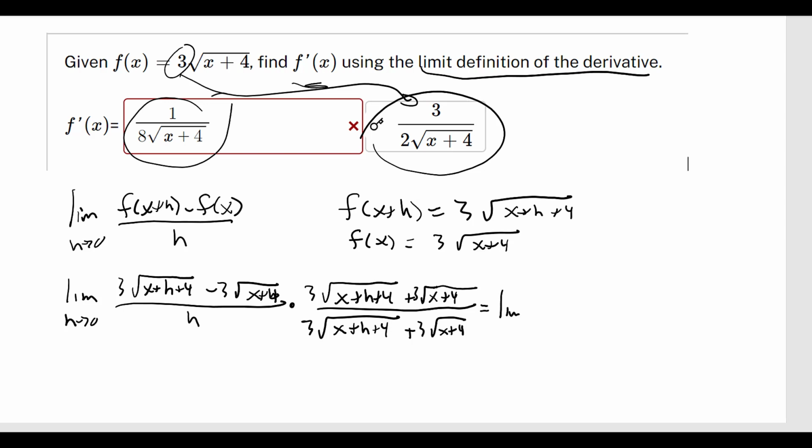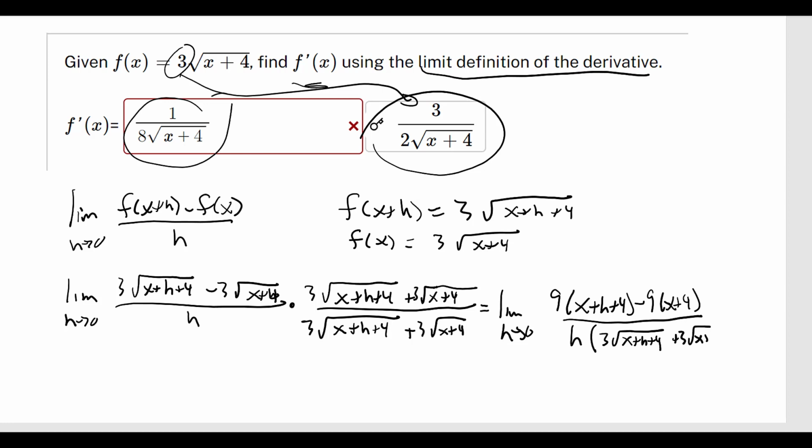This gives us the limit as h approaches 0 of, so the first term squared minus the second term squared is the end result, 9 times x plus h plus 4 minus 9 times x plus 4 over h times 3 times the square root of x plus h plus 4 plus 3 times the square root of x plus 4.